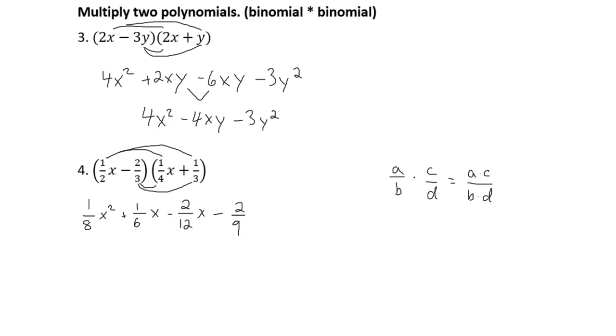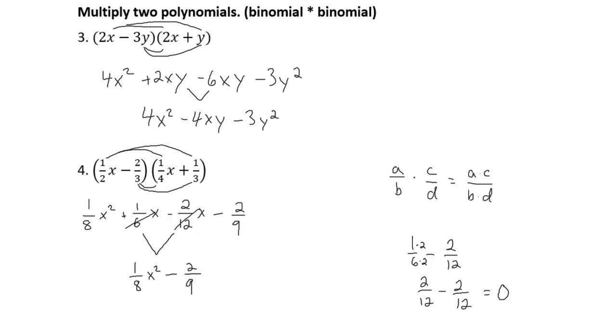Now if you see here, we have like terms. So we have 1/6 minus 2/12. But remember, we cannot add fractions unless they're like denominators, so I'm going to multiply top and bottom by 2, which gives me 2/12 minus 2/12. So that actually equals 0. So this and this cancel out. And we get 1/8 x squared minus 2 over 9.